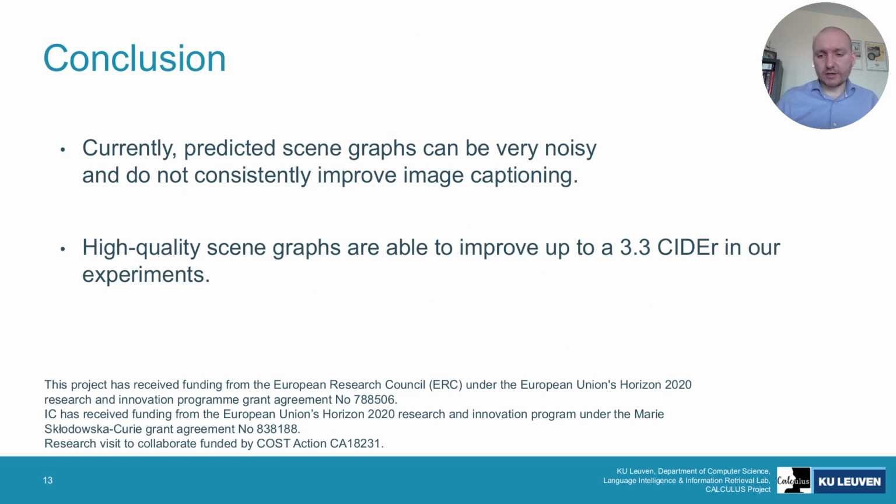Now let's summarize our results. So we have shown that in predicted scene graphs, there's still a lot of noise from the features and the predictions aren't perfect yet. And we also noted that this hurts the performance for the image captioning, and we cannot manage to get consistent results by using these scene graphs. However, when we only take a look at the high quality scene graphs, we noted in our experiments it's possible to get an improvement up to 3.3 CIDEr score.